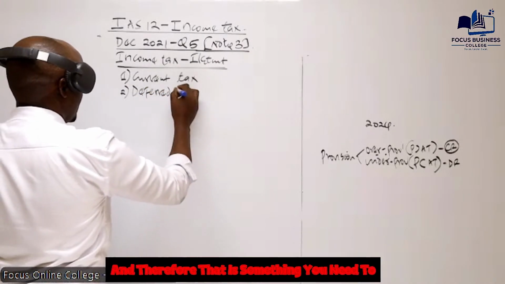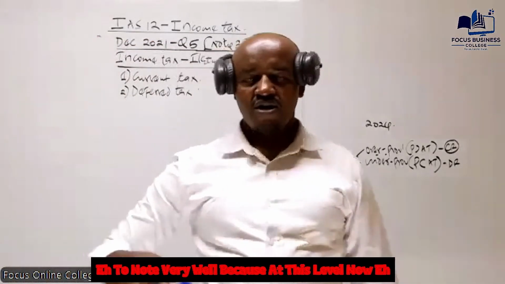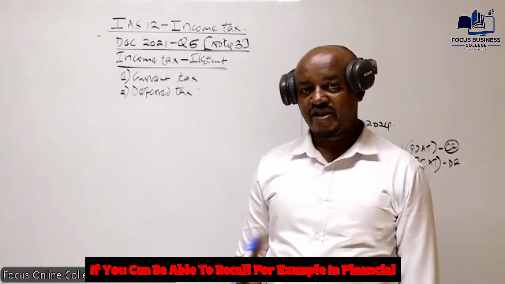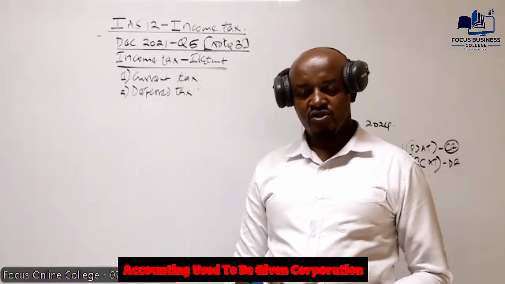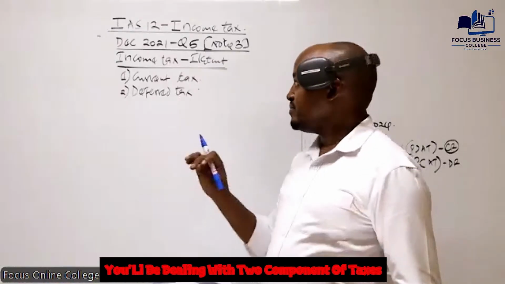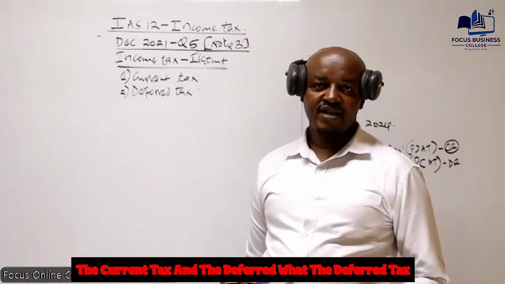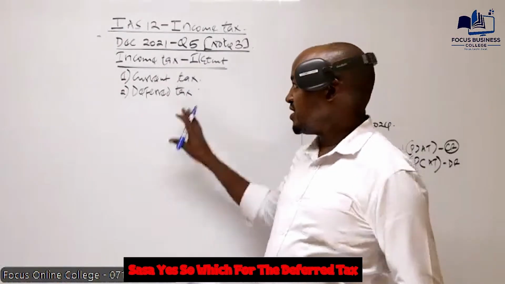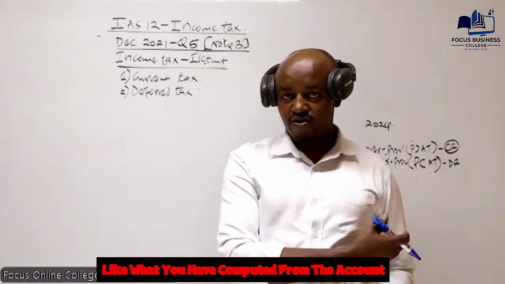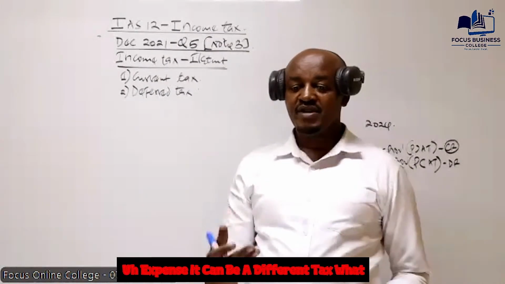That is something you need to note very well, because at this level you will not be talking of the corporation tax. If you can recall, in financial accounting you used to be given corporation tax, and you deducted that directly from the profit before tax. At this level, you'll be dealing with two components of taxes, the current tax and the deferred tax. The deferred tax can be a deferred tax expense, like what you have computed from the deferred account which you have prepared here. It can be a deferred tax income.